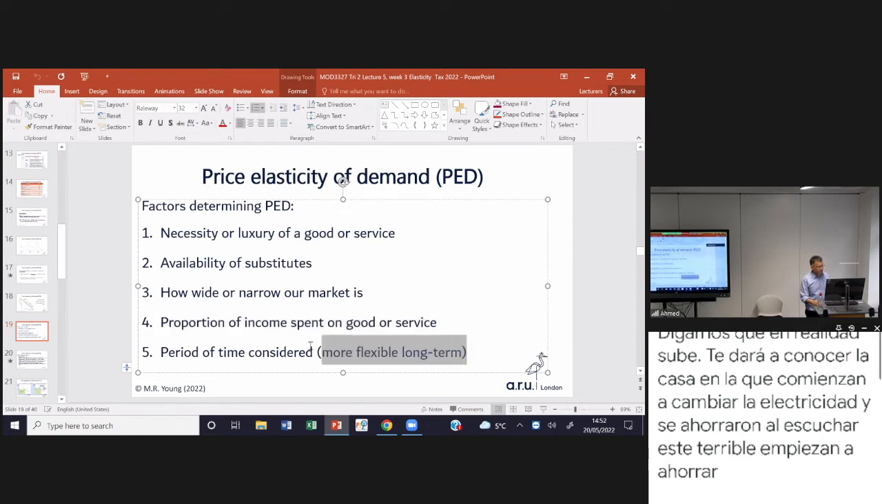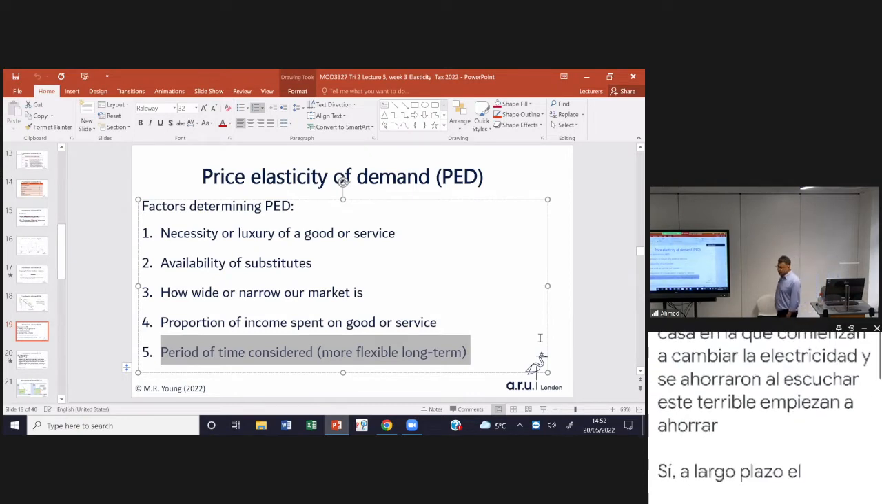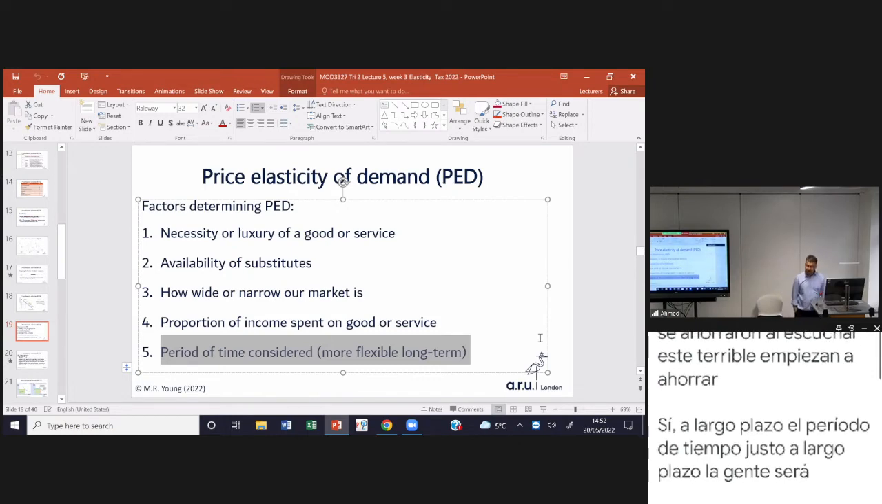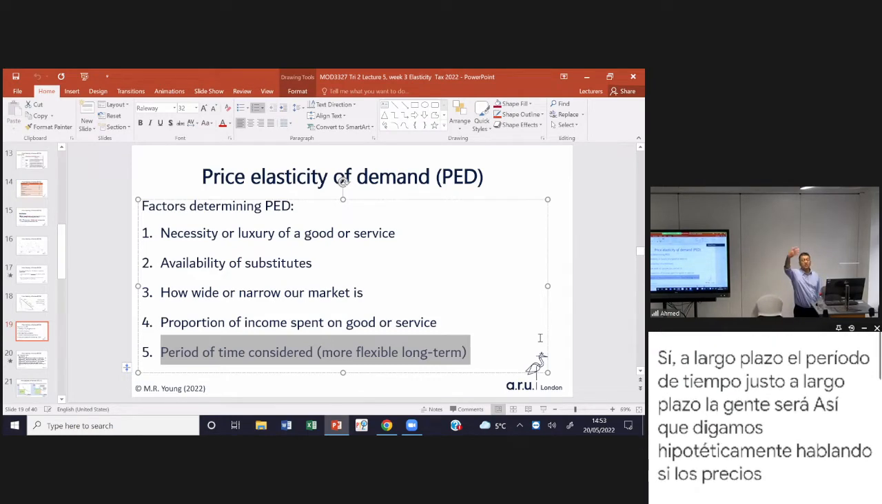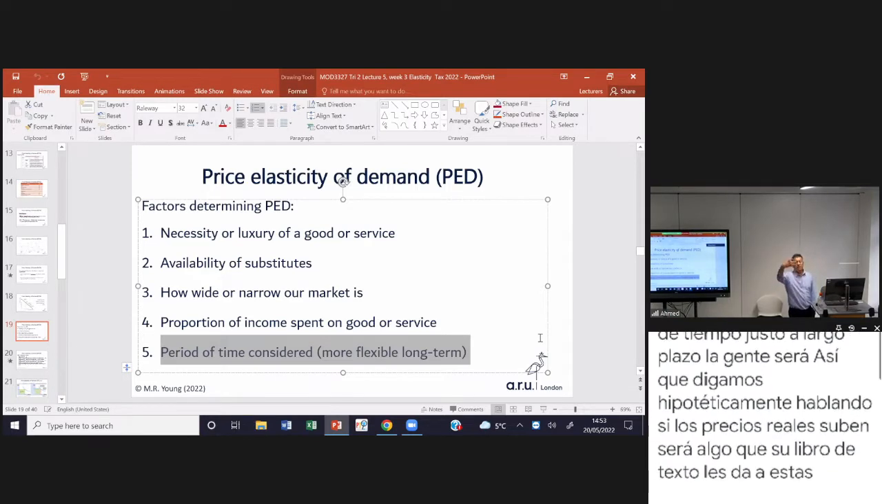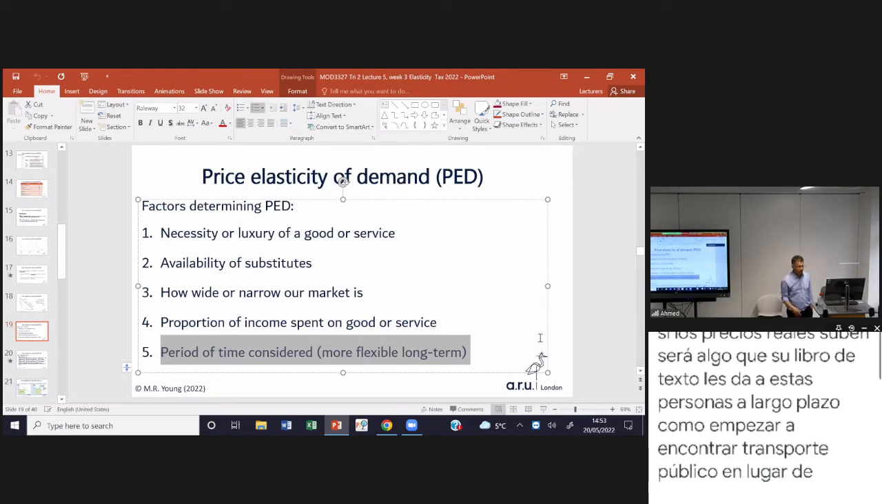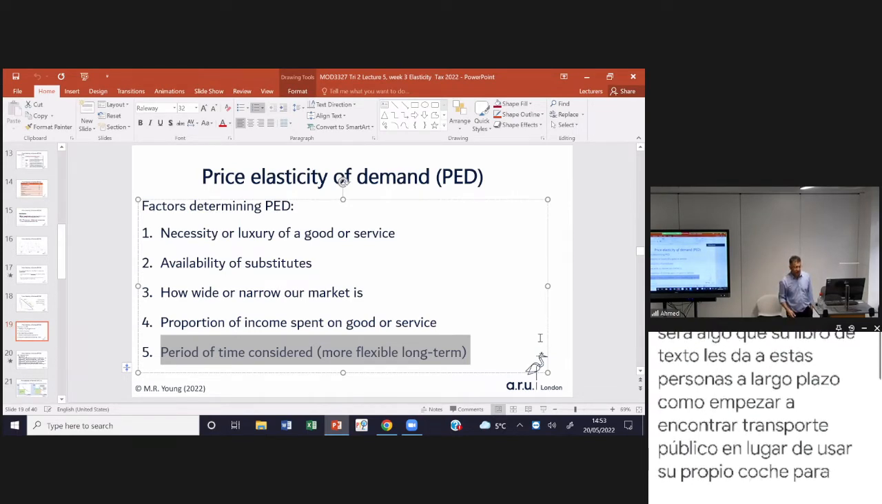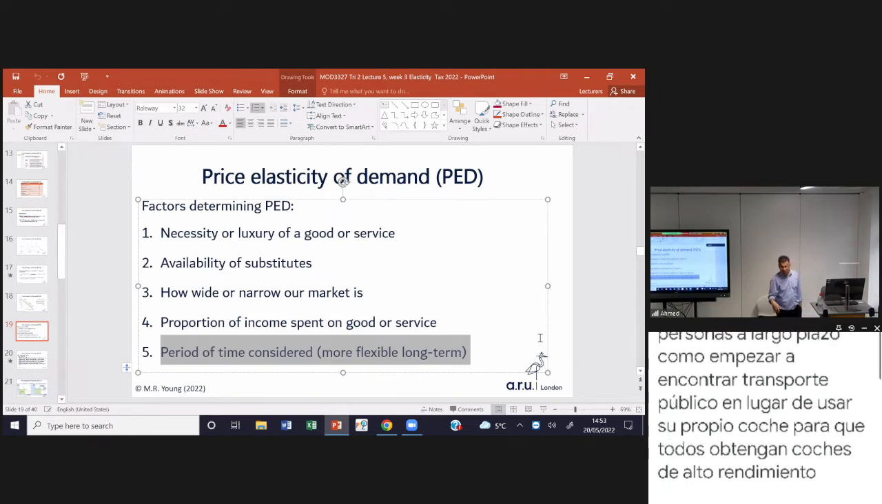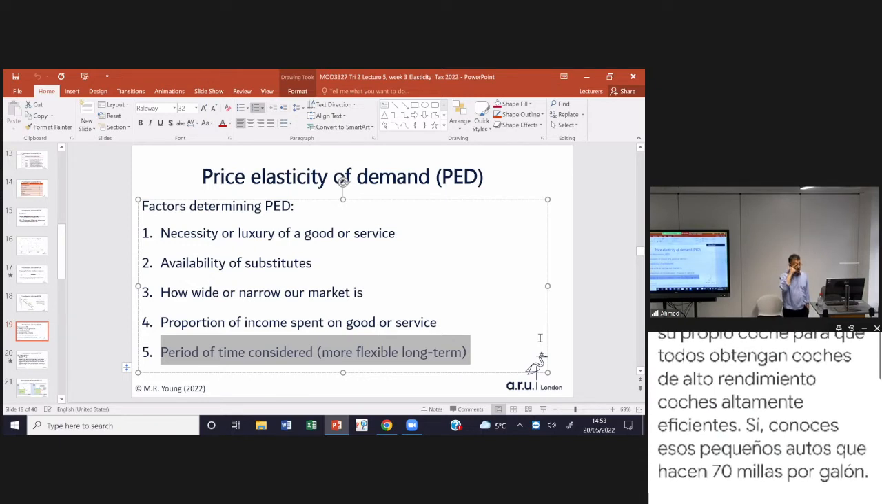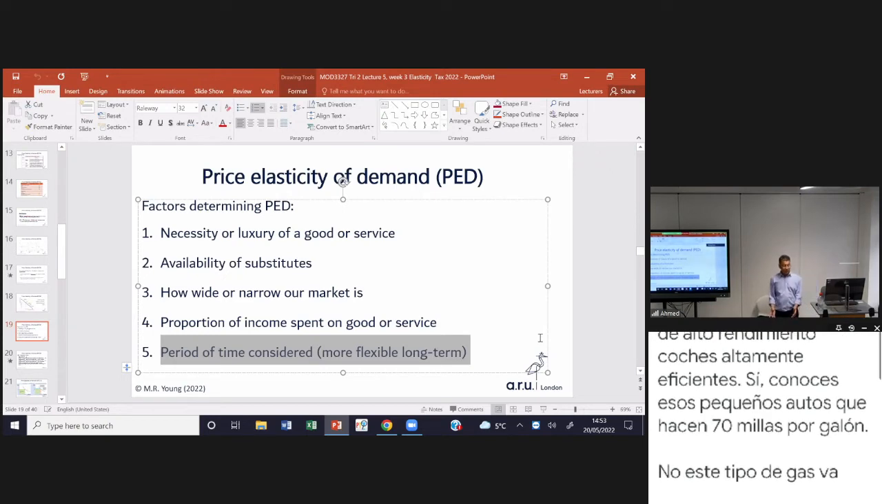In the long term, the period of time, people will be flexible. So let's say, hypothetically speaking, if petrol prices go up, the example your textbook gives is that people in the long term start finding public transport instead of using their own car, or get highly efficient cars, these little cars that do 70 miles to a gallon or something. They're not these gas guzzling enormous American cars, for example. They're like the Mini or Nissan or something.